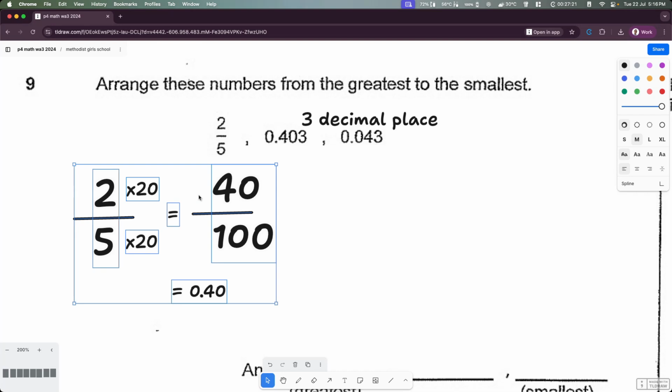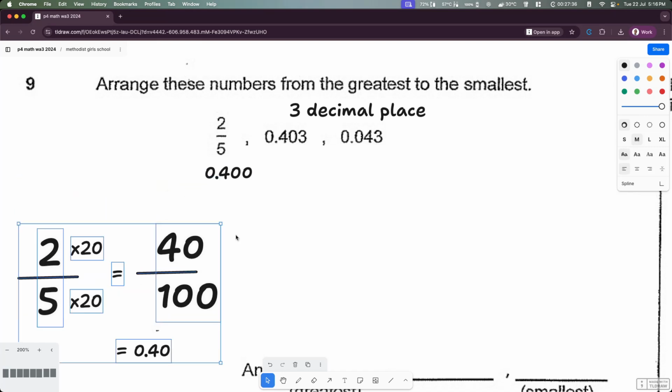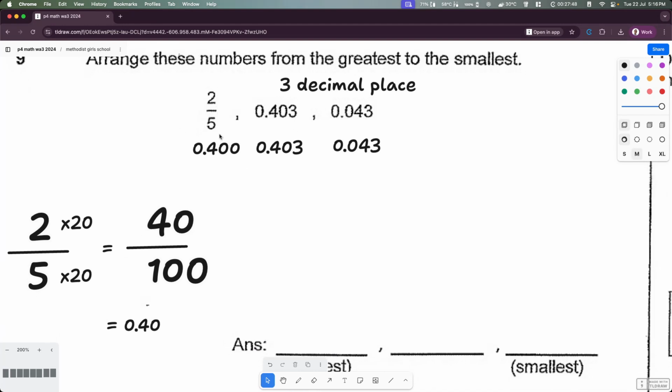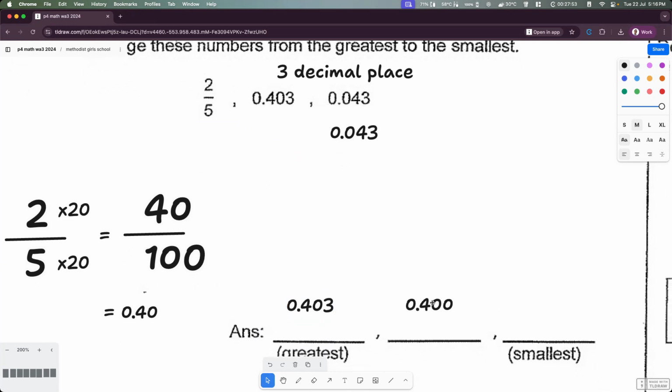Usually what I like to do is convert everything into 3 decimal places. So the new numbers will be 0.400. Let me do the workings over here. 0.400, then this will be 0.403, and this should be 0.043. Pretty straightforward. We know the biggest number is this one, 0.403. Then the middle is 0.400, and the last one is 0.043.